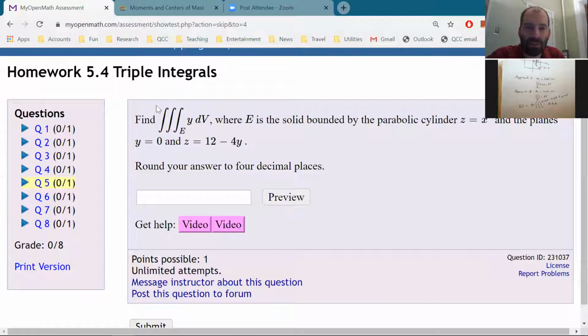Find this integral, the integrand here is just y, where E, the region we're integrating over, is the solid bounded by these curves. All right, so just give me a second. I'm going to write these on my sheet, and then I'll switch the view back to the sheet. Okay, and like I said, this question was given in the forum.